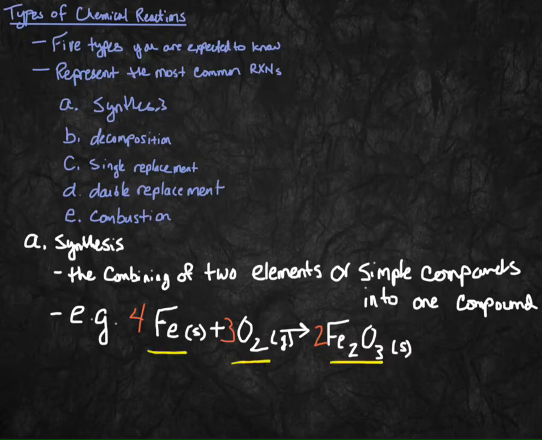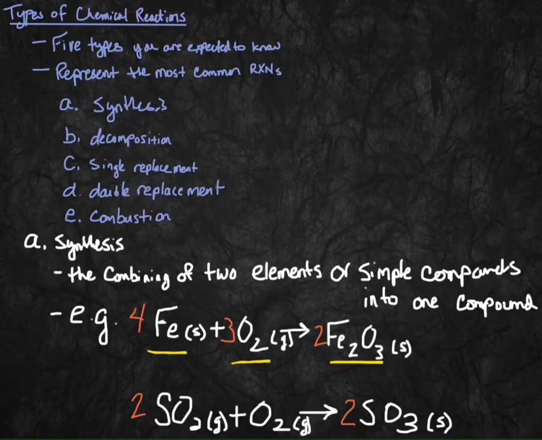The next one is another synthesis reaction where we have sulfur dioxide plus oxygen, and these two will combine to make sulfur trioxide. Again, this is two species making a single compound, and this would be a synthesis reaction.